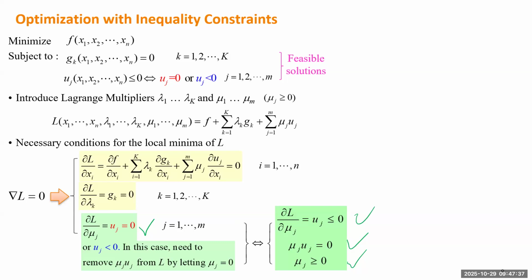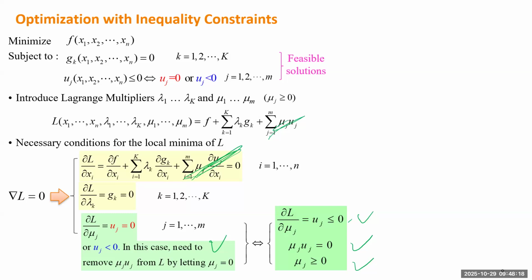Okay, if U is negative, yeah, this is true. And because mu is either positive or 0, and we need to make sure if it's negative, we need to get rid of that term from L. So this one has to be true. So mu has to be 0, so that you can get rid of that term from the original L function.